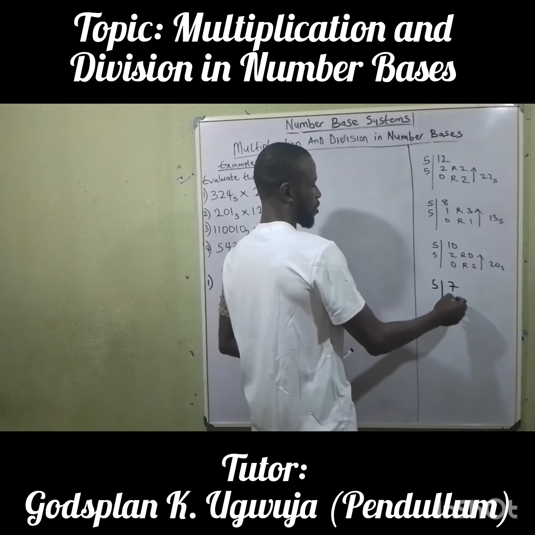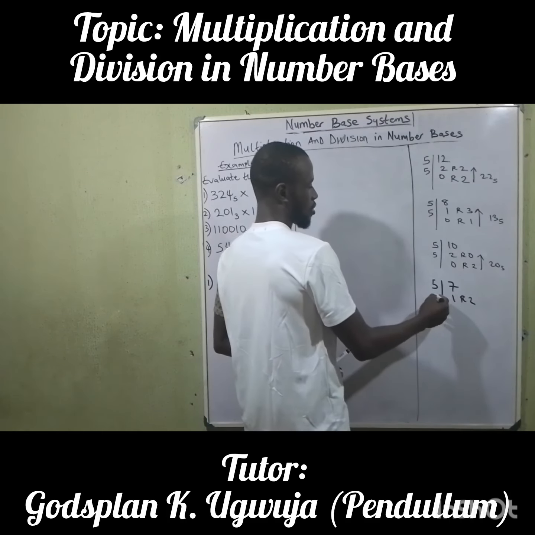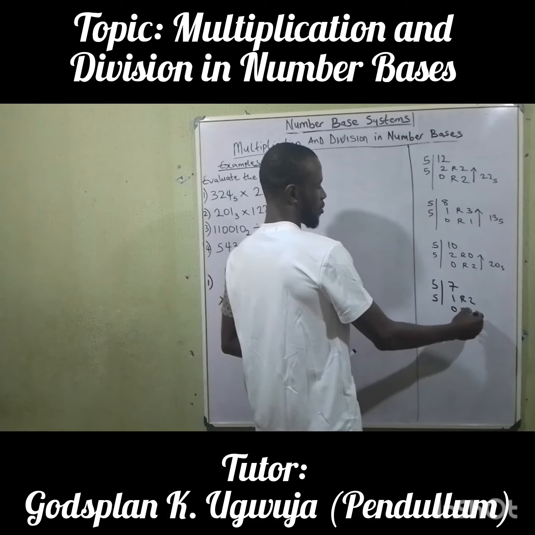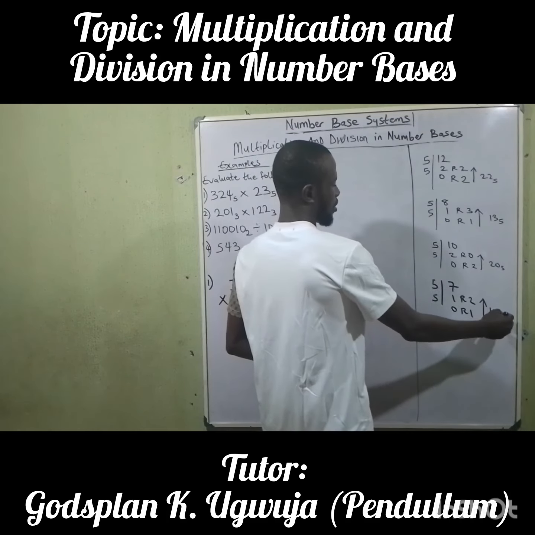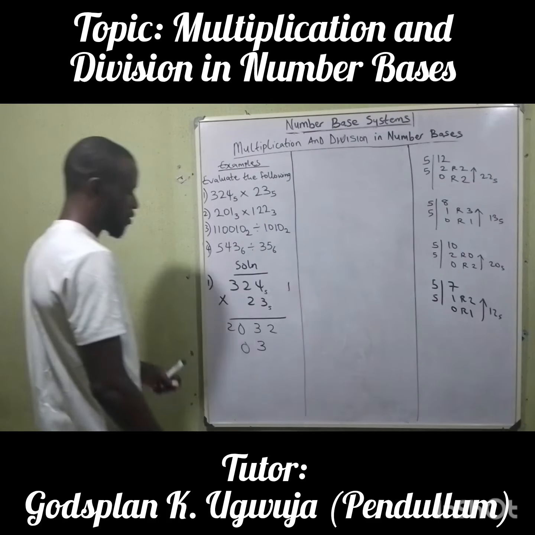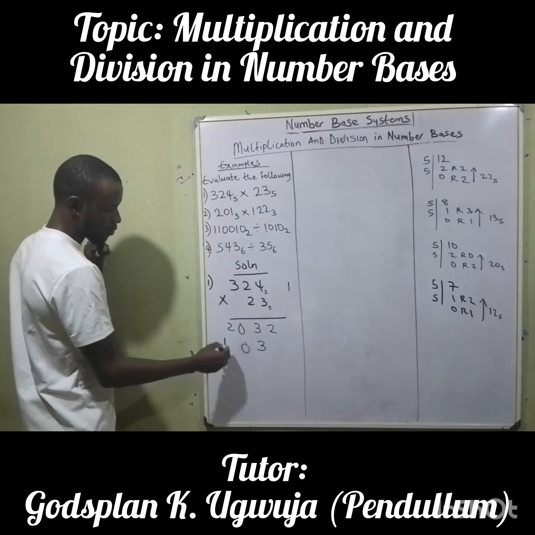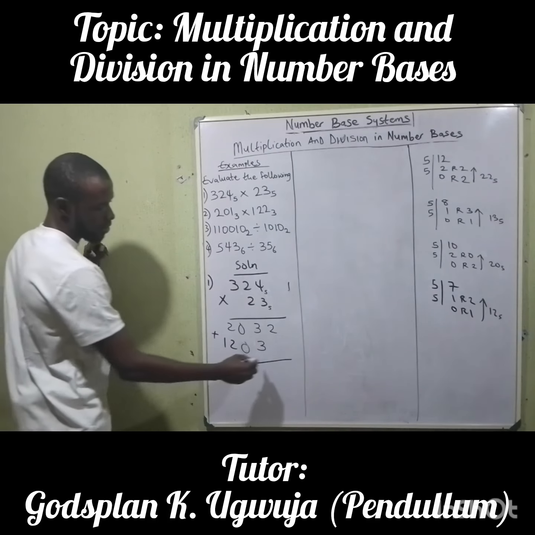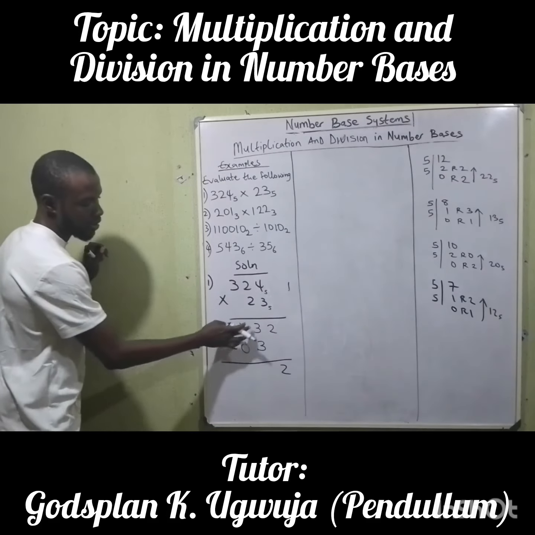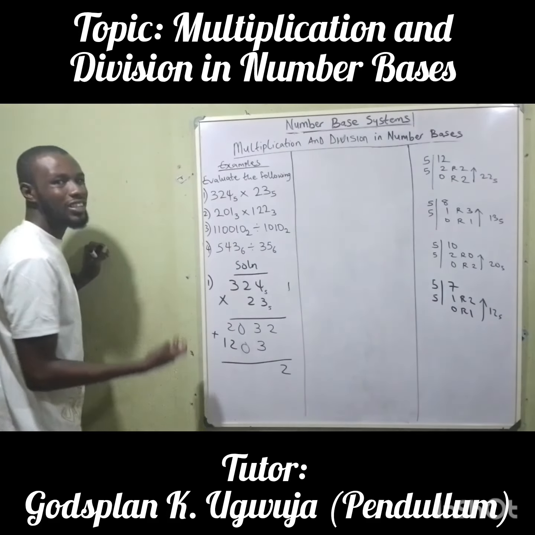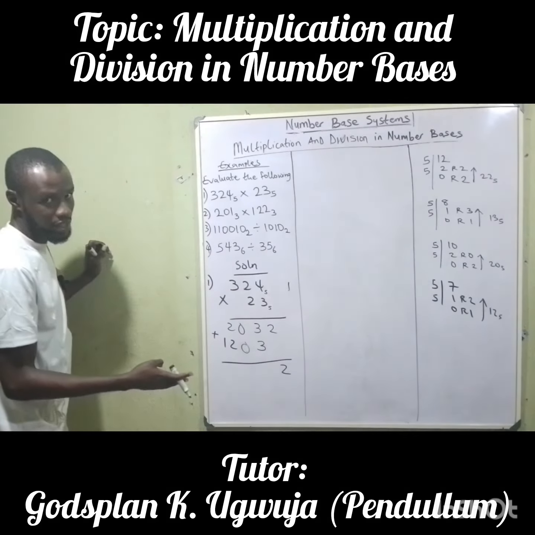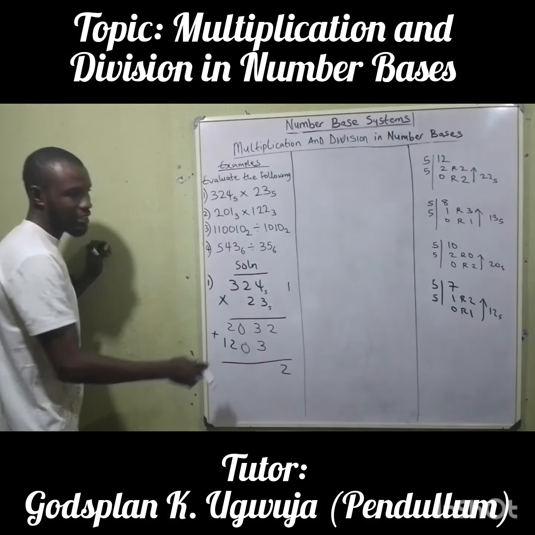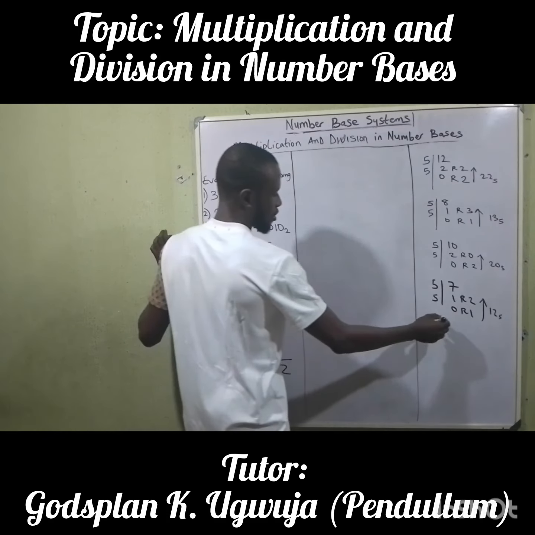I think this will give us 12: 1 remainder 2, and 0 remainder 1. So this is 12 in base 5. Then of course we are going to add here. So this is 2. 3 plus 3 is 6, but 6 is not a base 5 number, so we are going to convert that 6 to base 5.